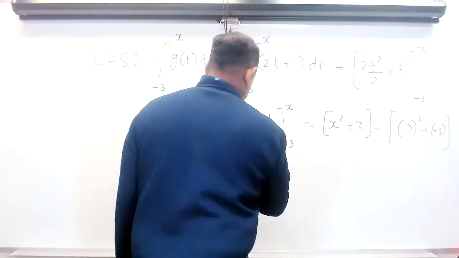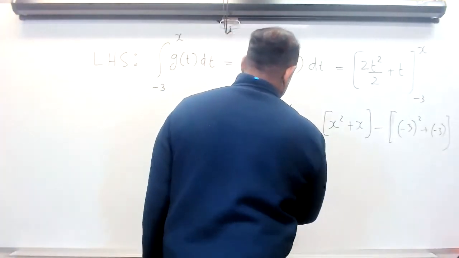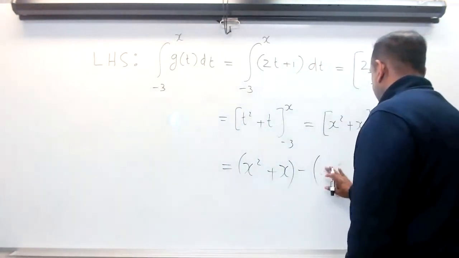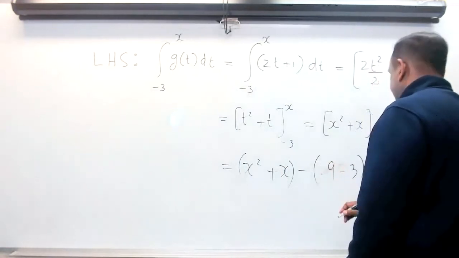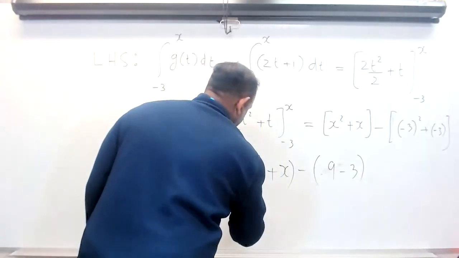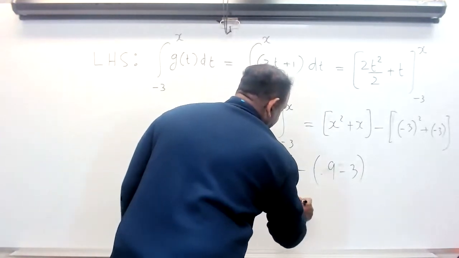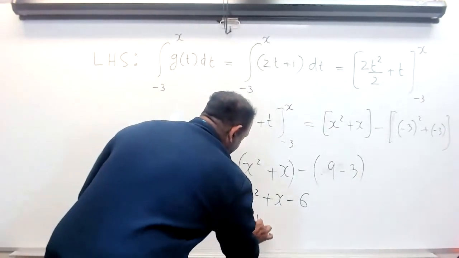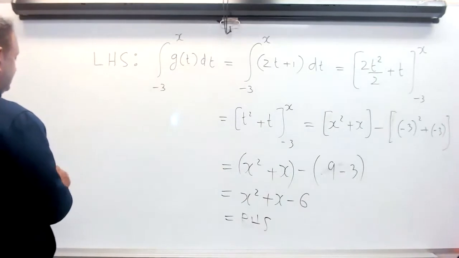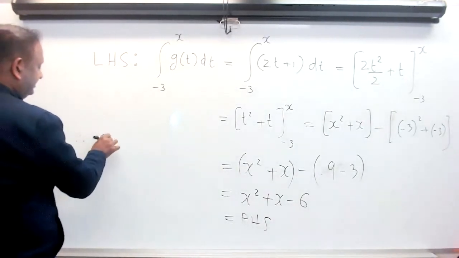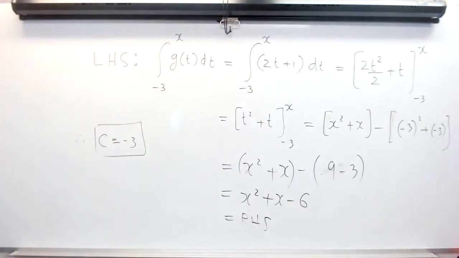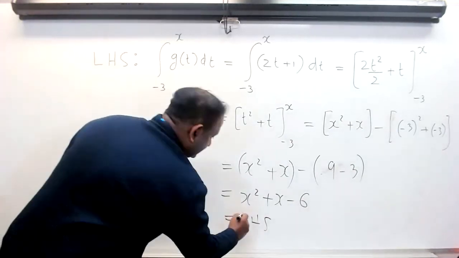X squared plus x minus, this one is minus 9 plus 9 minus 3, so x squared plus x minus 6. See, that equals the right-hand side. Look at the right-hand side. Therefore, you can say c equals negative 3 is good. But we will verify the other one too.